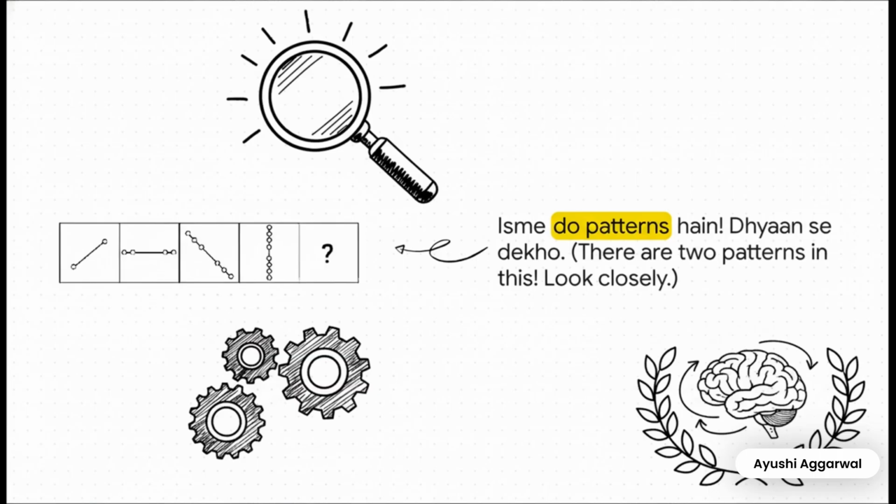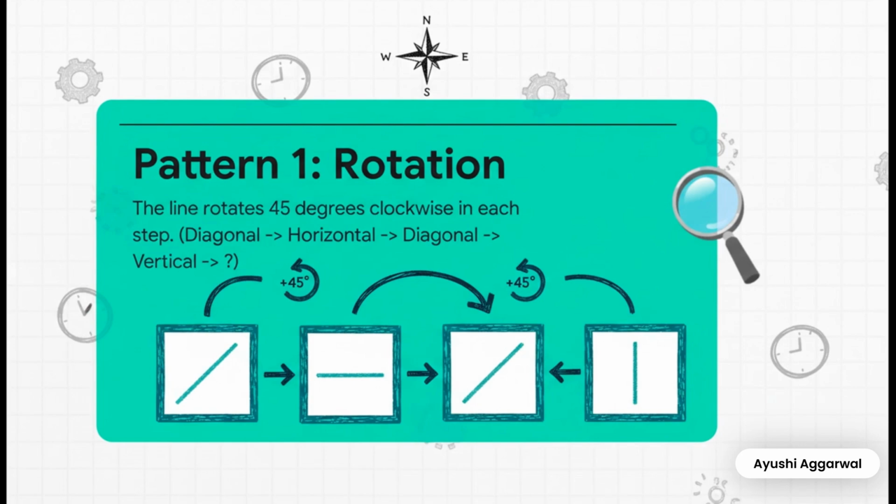Now here's a pro tip for you. Whenever a figure looks complex, it usually means there's more than one pattern happening at the same time. And in this one, there are 2 patterns. Dekho dhyan se. Let's look at the first pattern, which is rotation.